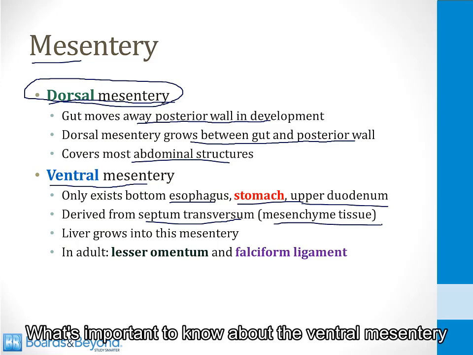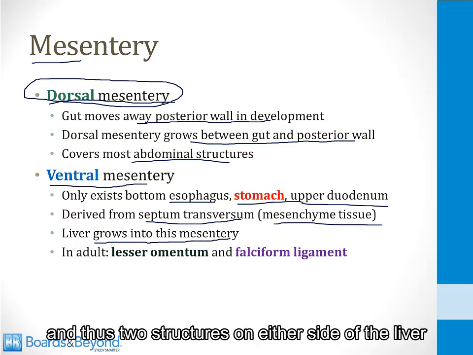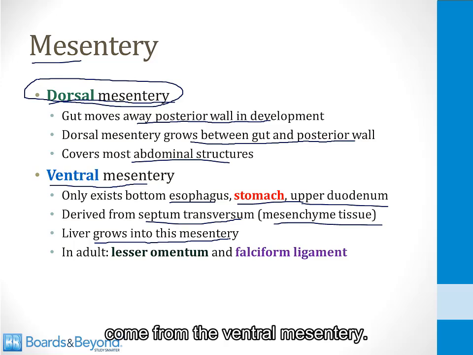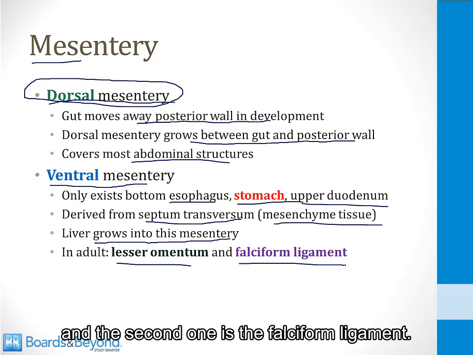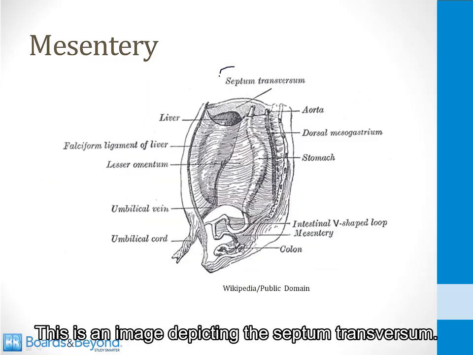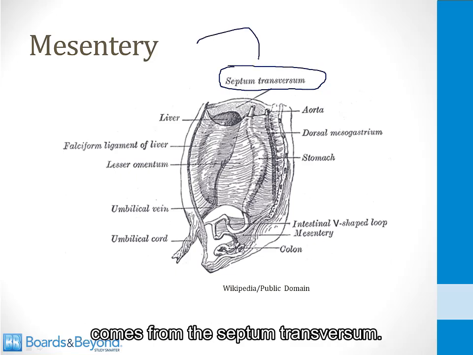What's important to know about the ventral mesentery is that the liver grows into this, and thus two structures on either side of the liver come from the ventral mesentery. The first one is the lesser omentum, and the second one is the falciform ligament. This is an image depicting the septum transversum, and remember, all the ventral mesentery comes from the septum transversum.